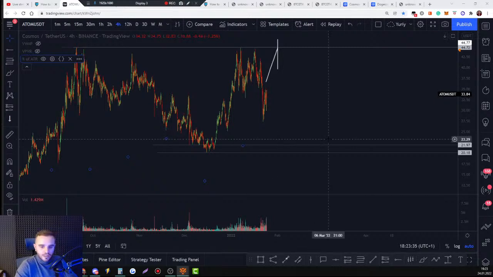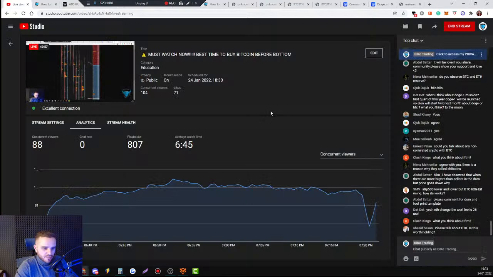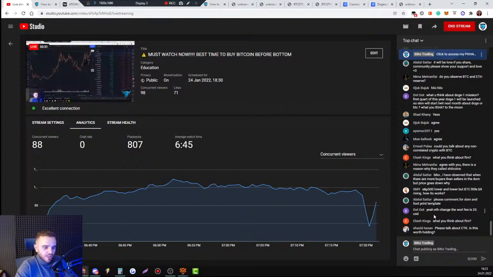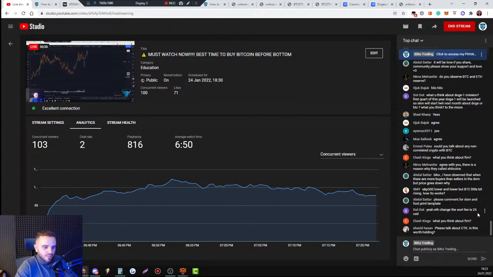Order filled. Okay, what other questions? Please talk about CTK. Is this worth holding? What do you think about FTM? Yeah, ETH change the road, fee is 25 USD. Please comment for DOM and footprint template. Abdul, most of the people don't do it. That's why we will share it only for members of our community.